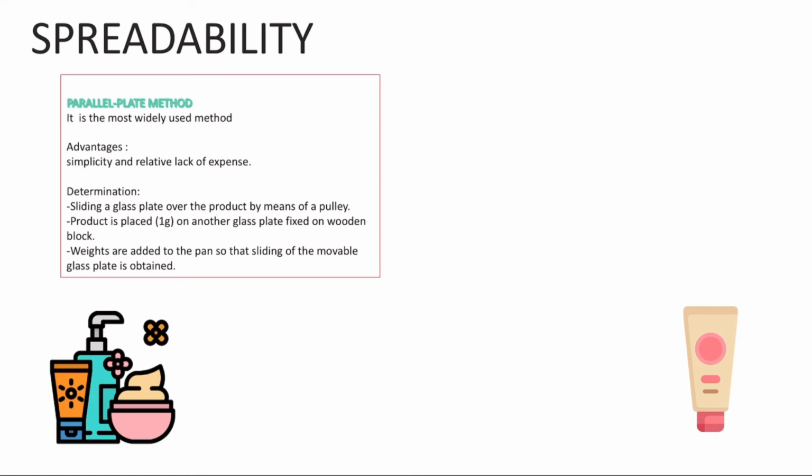It can be determined by sliding a glass plate over the product, in which the product is placed on another glass plate fixed on a wooden block. Then weights are added to the pan so that sliding of the movable glass plate is obtained.